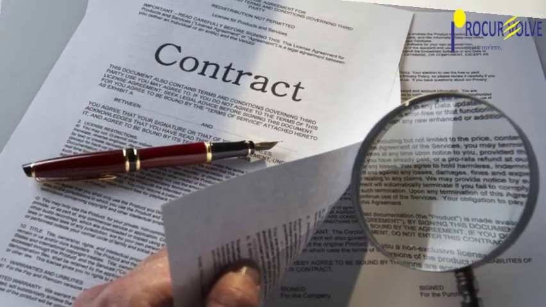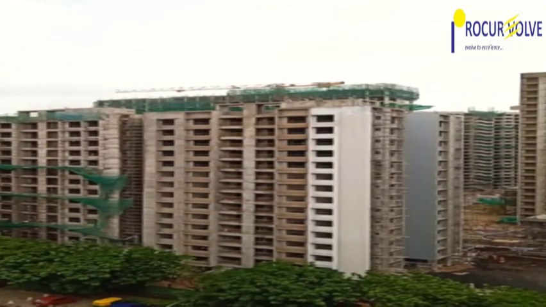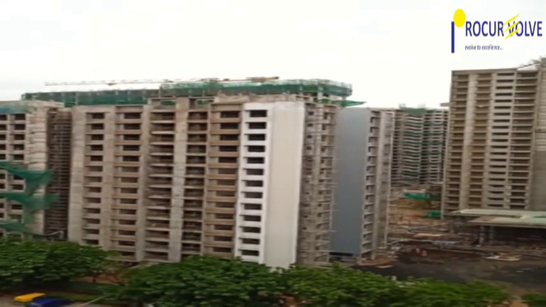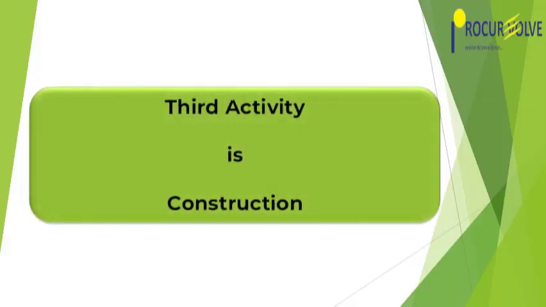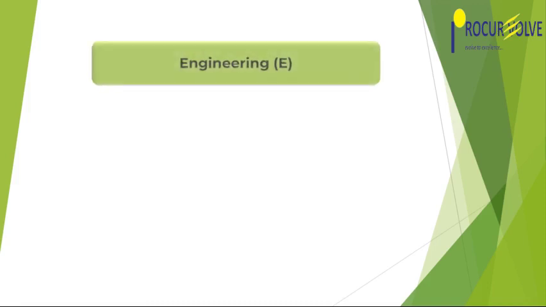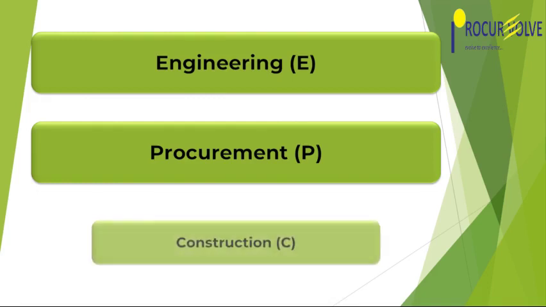After the RFX process is completed, the procurement team will issue the contracts and the material or services will be acquired. Now when the materials are received at site, you need to construct certain civil foundations and civil structures. In order to conduct these activities, you need a construction team who are responsible for managing the entire activities to be conducted at the project site. So this is what E, engineering, P, procurement, C, construction means. These are the three major stages of any project.